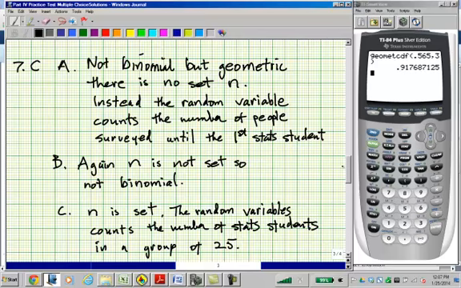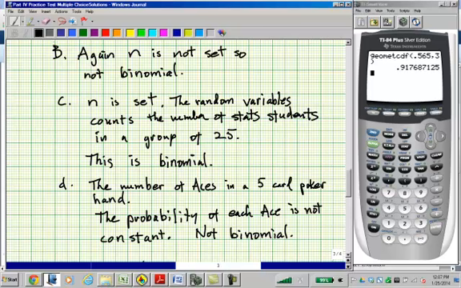C, n is set. The random variable counts the number of stat students in a group of 25. This is binomial.